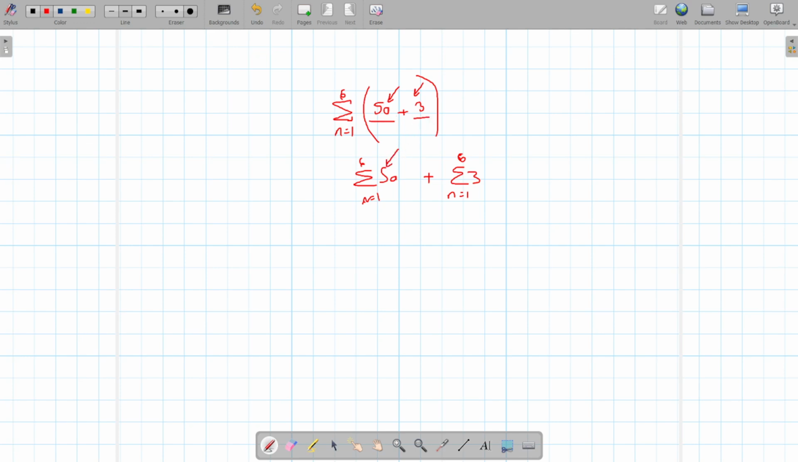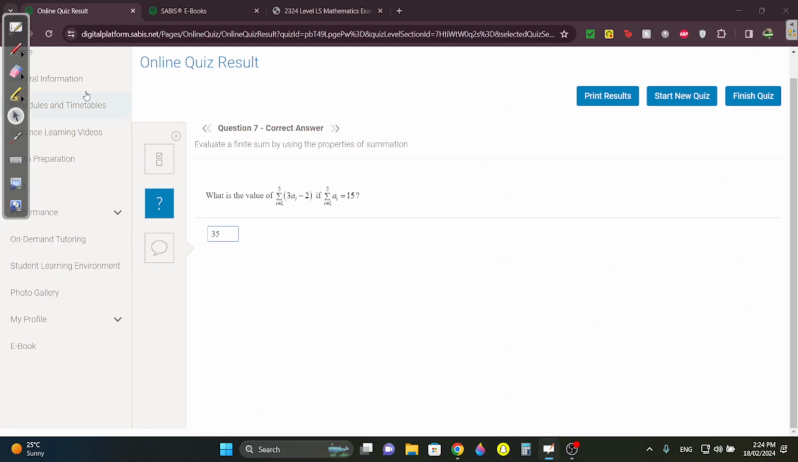Then can you split sigma 5a? Of course you can. You take the 5 out. It's going to be 5 sigma a, 6 at the top, and n equals 1, plus sigma with n equals 1, 6, of 3. You can always split sigmas. If you don't split the sigma, you won't be able to solve.